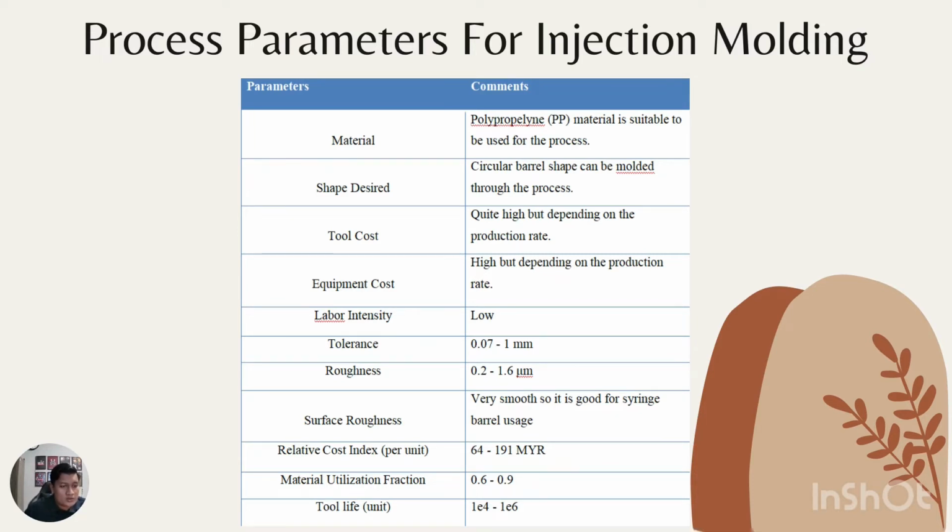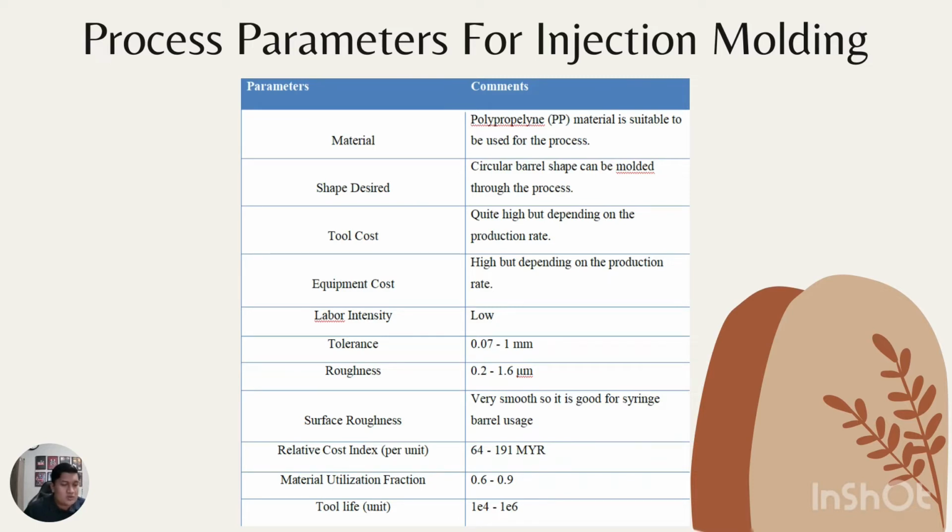And then the tool cost. Tool cost is quite high, but depends on the production rate. It means that the more products we produce, the more affordable the cost will be. And then the equipment cost is the same as the tool cost, which is high, but depends on the production rate. But the thing is, labor intensity is low. So this is the good part. And it has a tolerance of 0.07 to 1 mm, and roughness of 0.2 to 1.6 micrometer.